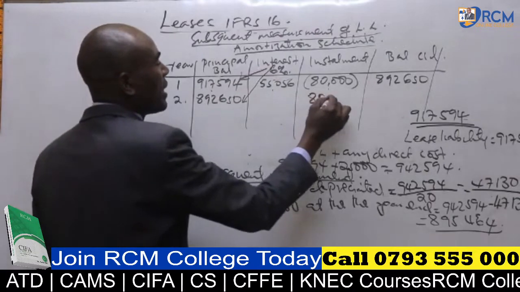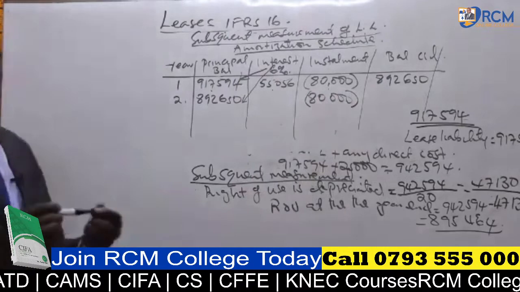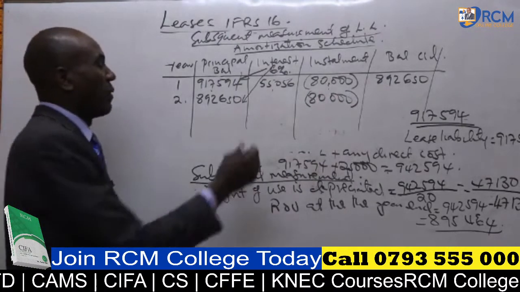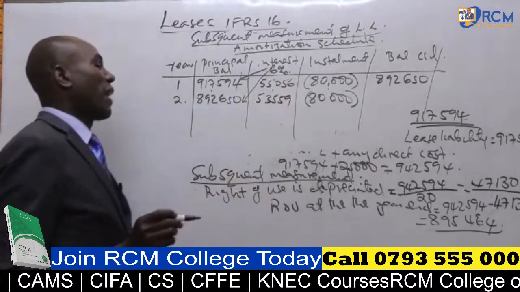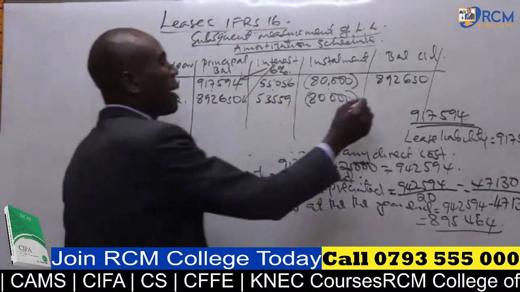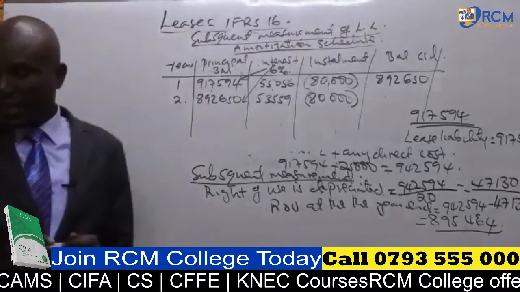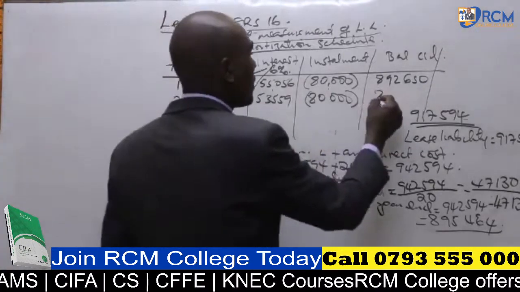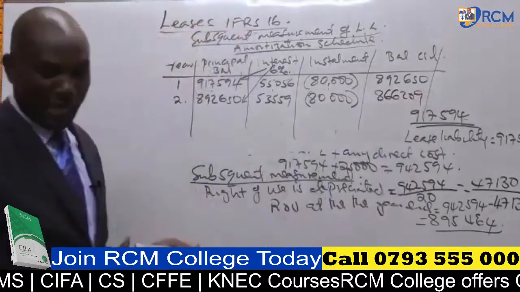Then the installment is 80,000. This one is constant all the years. The interest is 53,559. Then you give me the balance at the end. 866,209. That is the balance at the end.